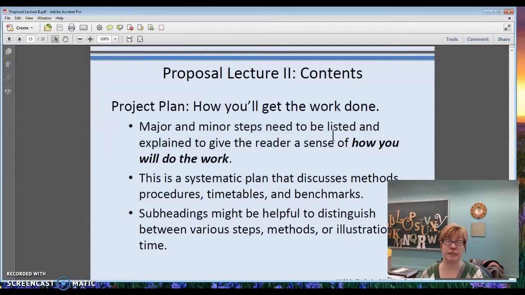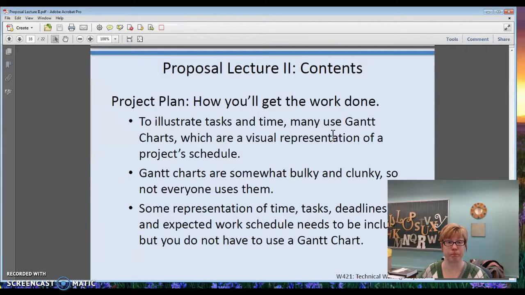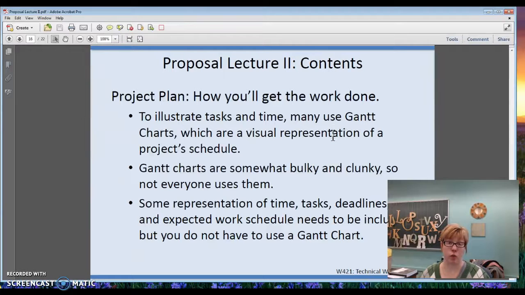Okay, it's a systematic plan that discusses your method, procedures, timetable, benchmarks, those sorts of things. Subheadings might be helpful to distinguish between various steps, methods, or illustrations, depending on what you include. And again, here's that moment when you need to really think about what do I include, what don't I include, in order to persuade my audience. Again, how you're going to get the work done.